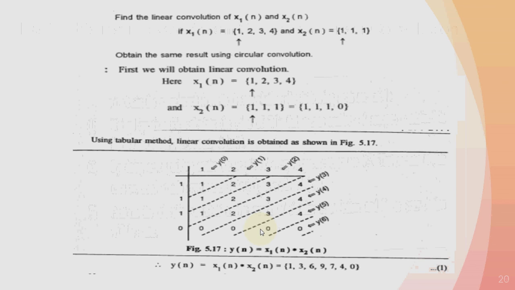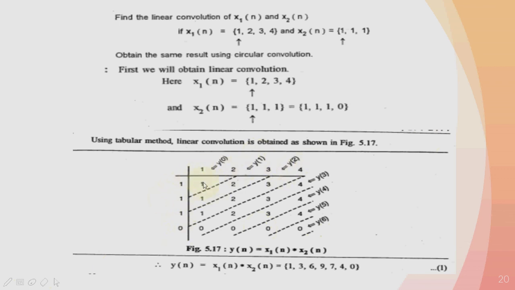Let us take an example of this. Suppose x of n is equal to 1, 2, 3, 4 and x2 of n is equal to 1, 1, 1. So obtain the same result as a circular convolution. Here x of n is 1, 2, 3, 4 and h2 of n, the samples are not the same. So add one more 0 here, so 1, 1, 1, 0. Perform the matrix operation, linear operation, sorry, 1, 2, 3, 4 and 1, 1, 1, 0.